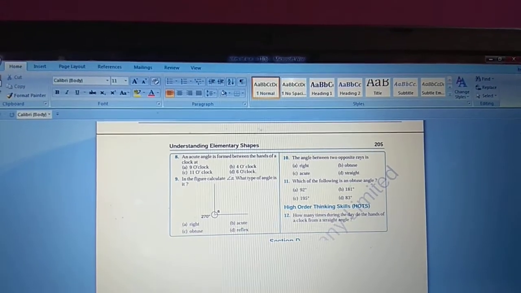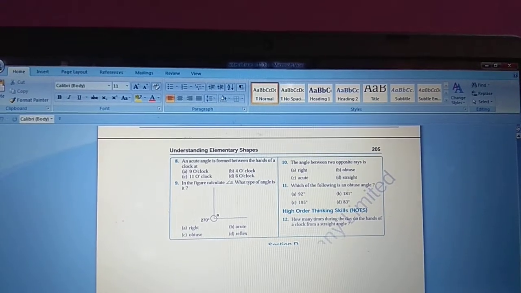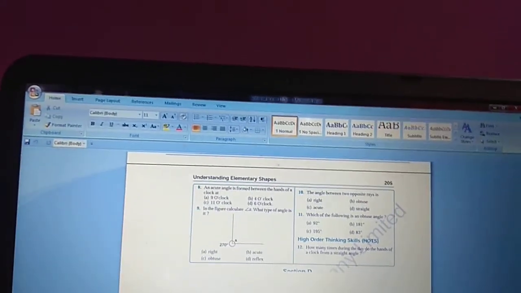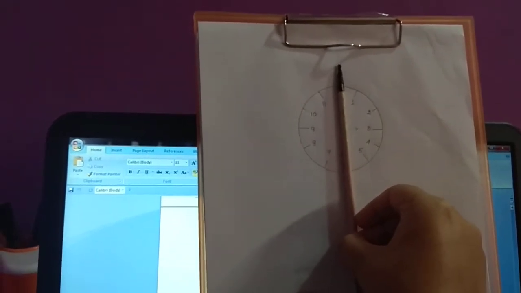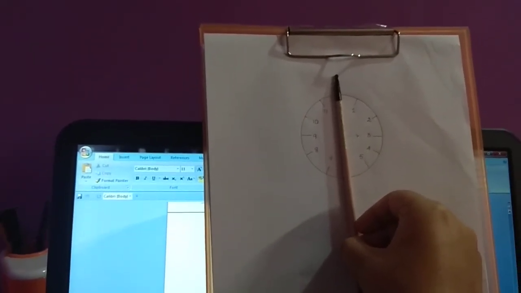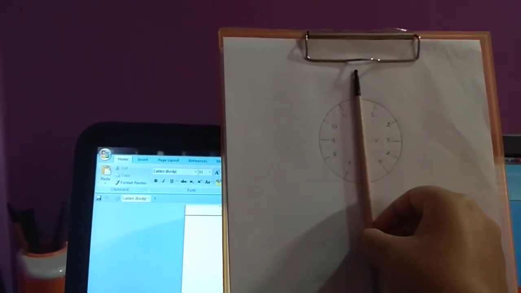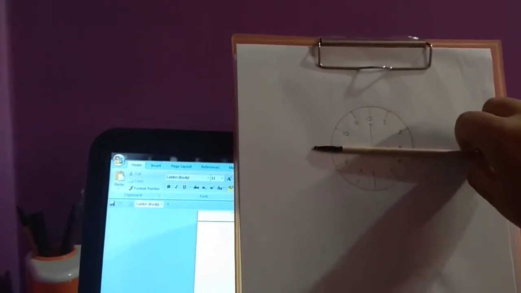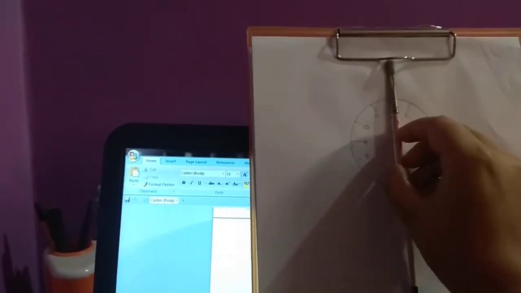Now comes the last question of this exercise. How many times during a day do the hands of the clock form a straight angle? So go back to the clock again. This is the clock. How many times does it make a straight angle? This is called a straight angle. You see at 12:30, at 11:25, 10:20, 9:15, 8:10, 7:05, 6 o'clock.